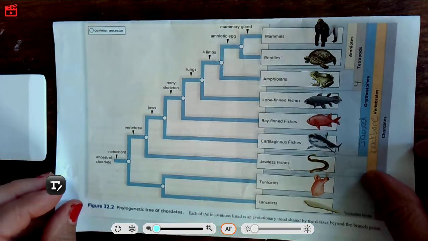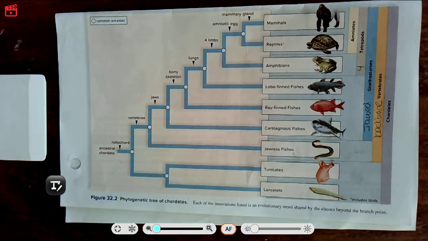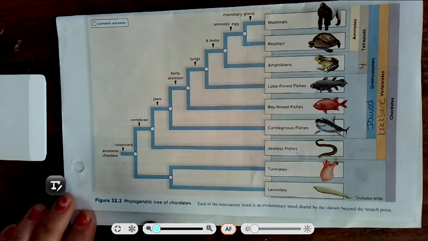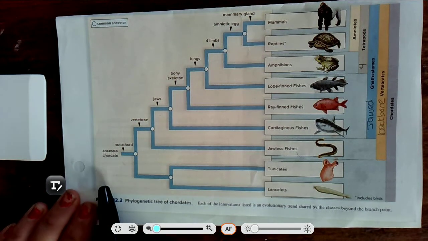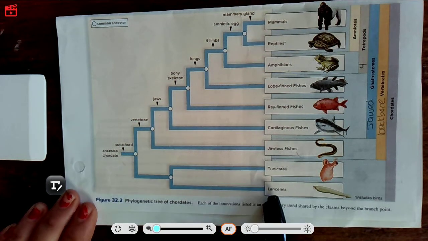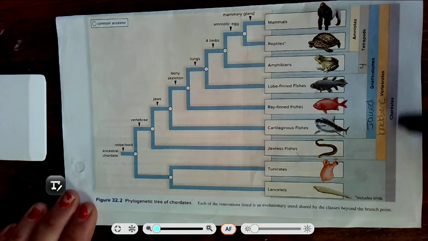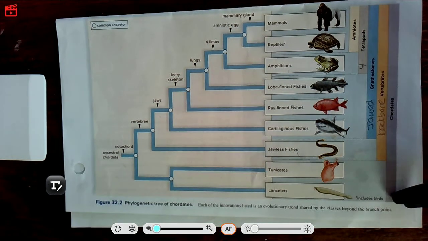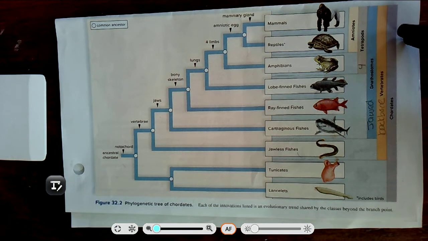When you look at your pre-lab, you're going to notice that you have this phylogenetic tree of chordates. So we're going to take a couple of minutes to look at it. Along this axis is deep time, this is furthest back in time, this is most recent. Along this you can see chordates right here. Those four characteristics that chordates have, all animals on this tree have.